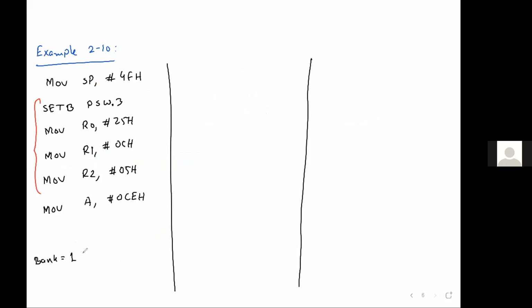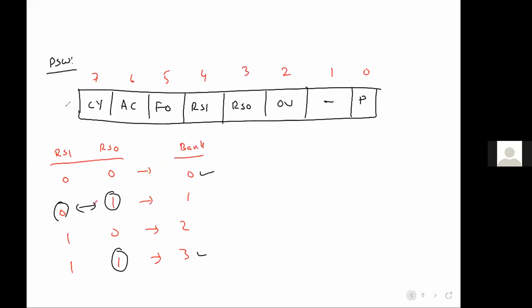Sir, can you repeat the set bit theory again? Okay, set bit PSW.3 means that in the PSW register, set the third bit to 1. That is known as set bit. This is your third bit, so set this bit to 1. That's why this has become 1. So we are selecting this one. Is it okay? Yes, sir.